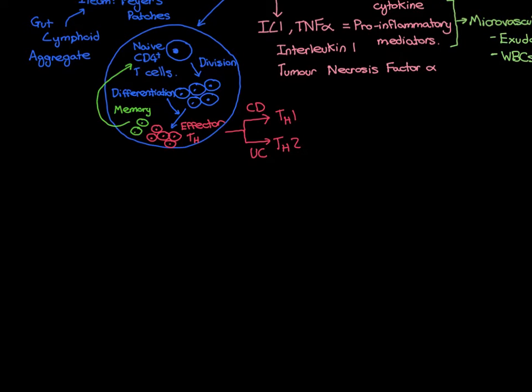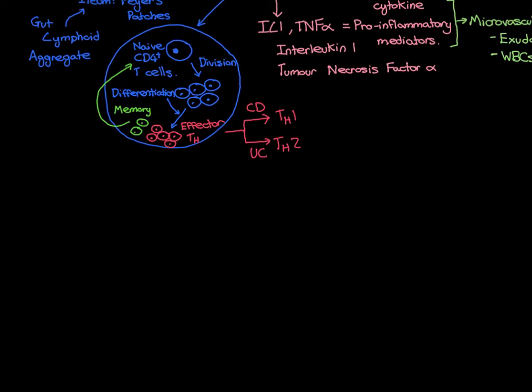So, there are loads of different types of effector helper T cells. T helper 1 and T helper 2 are probably the most famous, but there is also T helper 17, which I'm not going to talk about because it's not believed to be that important as far as Crohn's disease and ulcerative colitis are concerned. And there's also something called T follicular helper effector helper T cells as well. So there's many different types of effector helper T cells, is the important message here.